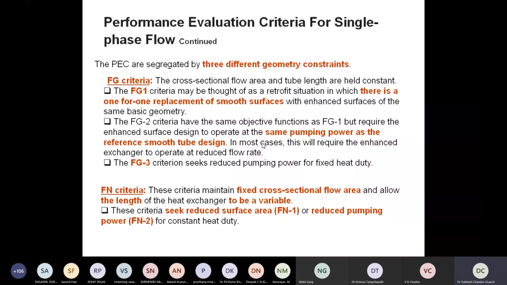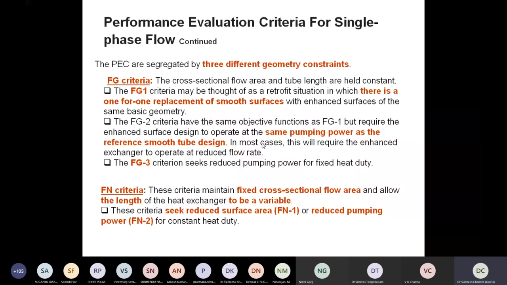There is another criteria, we call it the FN criteria. This criteria maintains a fixed cross-sectional area and allows the length of the heat exchangers to be variable, right? This criteria seeks reduced surface area or reduced pumping power for a constant heat duty, right?